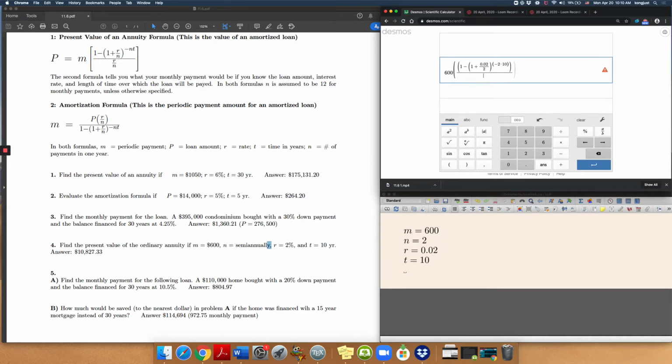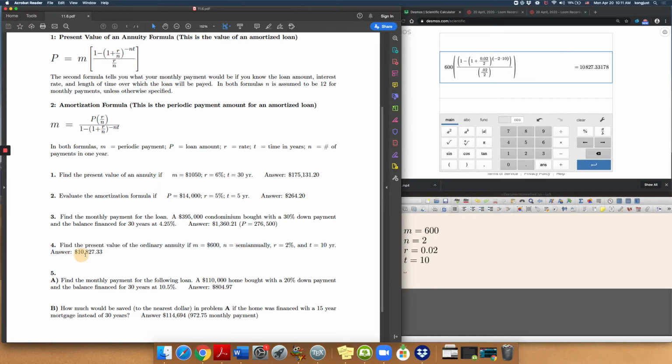Divide to get the denominator. Remember, the denominator is also in a set of parentheses: 0.02 divided by N, which is 2. Close, close, and this is what I get: $10,827.33 to the nearest cent. And that matches what I was supposed to get here. So, okay, I did it correctly.